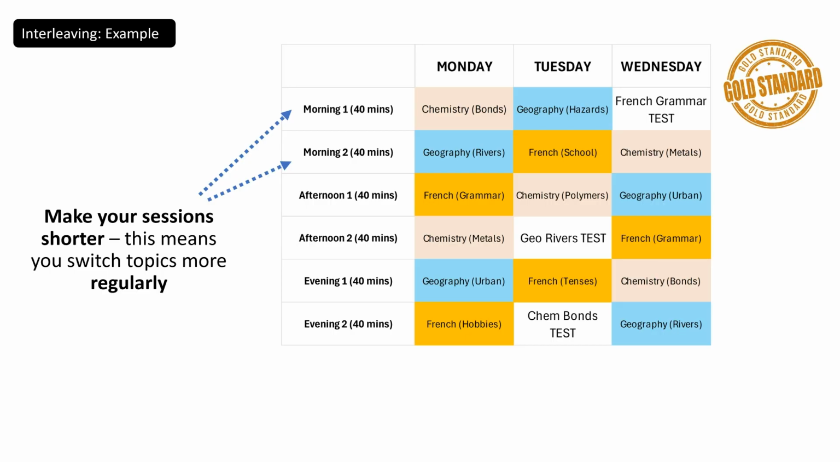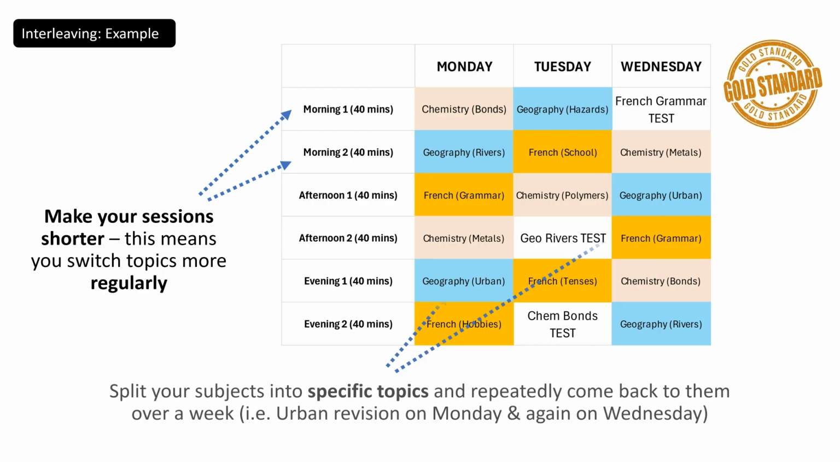The reason why this is good is because I can switch between topics more regularly. More regular switching, again, keeps that brain agile and reduces fatigue. So first of all, I'd make my sessions shorter. But the most important thing here is to split the subjects into specific topics and repeatedly come back to them. So rather than just having geography as a topic, I've decided to split what I need to know for geography into different specific areas, so rivers, hazards, and urban.